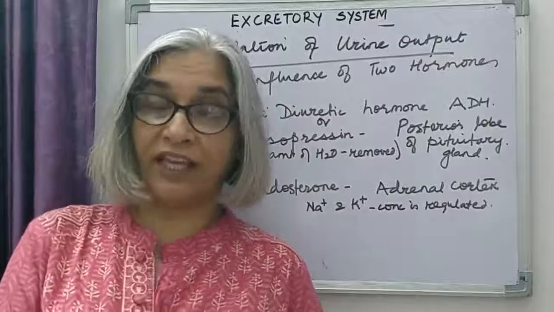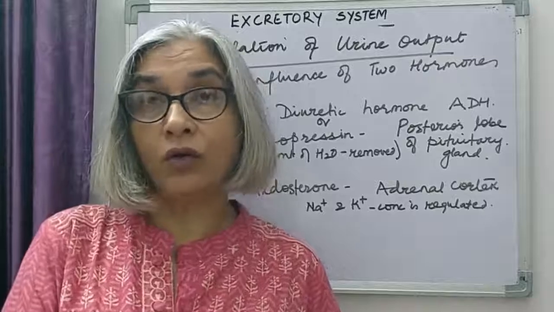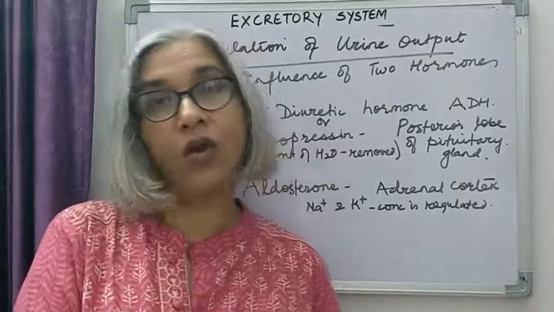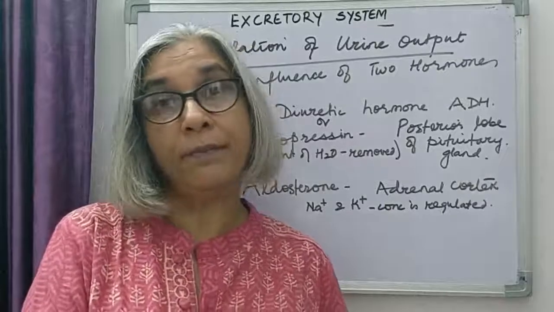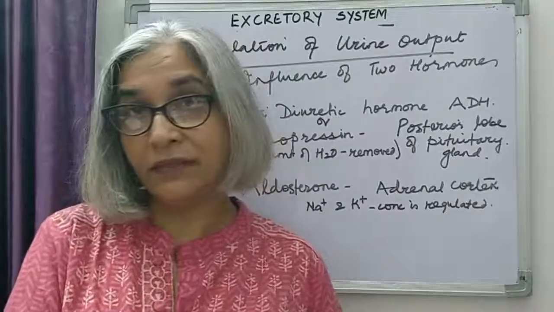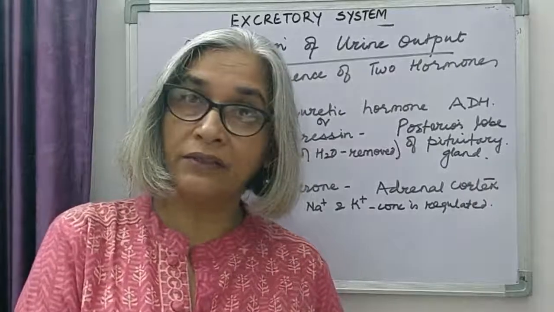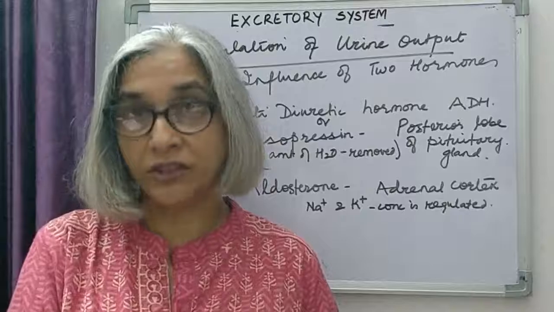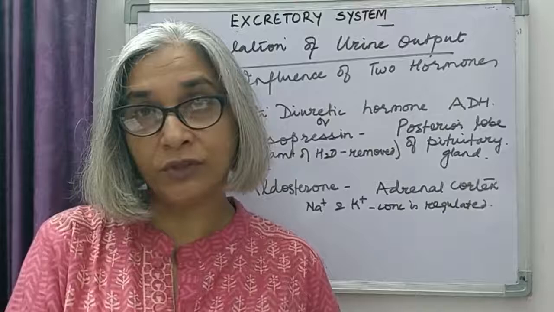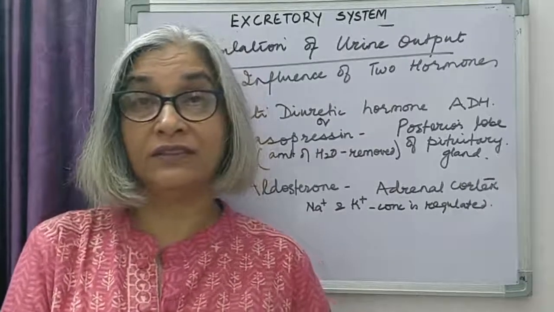Like in summers, like in these days, especially in this humid weather, there is a lot of sweating. So lot of water and salts are lost from the body by perspiration or by sweating through the skin. That means amount of water decreases. Now amount of water decreases means plasma becomes concentrated. So as a result, more ADH is produced and water is absorbed by the kidney tubules.